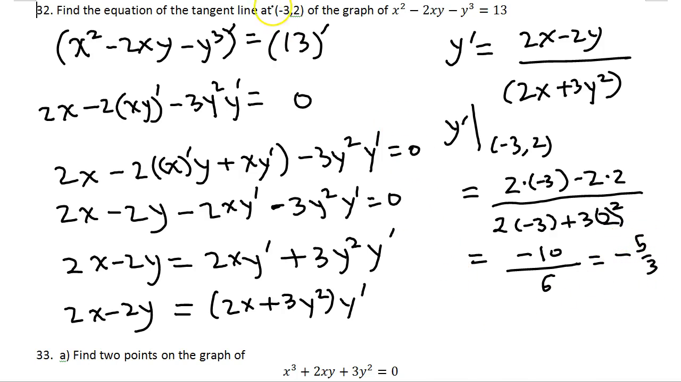And then, since you're given the point, your final answer is just the point slope form, y minus 2 equals negative 5 over 3, x minus negative 3, so it's x plus 3. So that is the equation of the line.